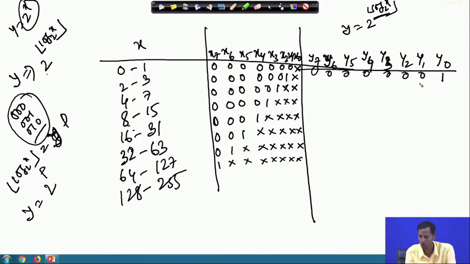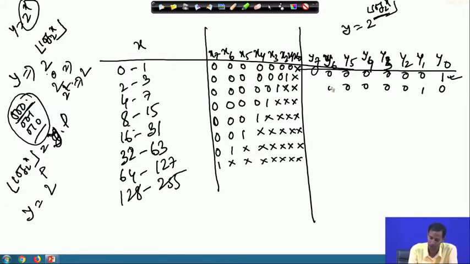For 2, sorry, for what am I getting? 0 for p, or for log 2 base x. Now 2 to the power 0 means I am getting 1 over here. 2 to the power 1 means I am getting 2, then I will get 4, then I will get 8.